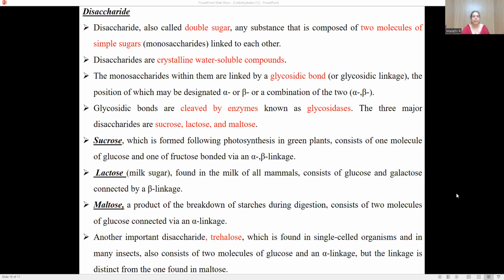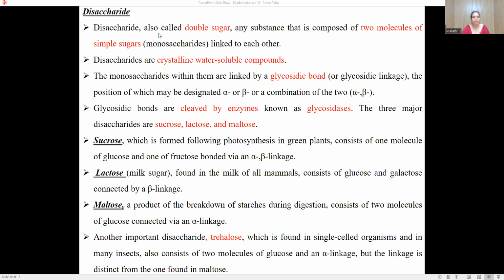Good morning, students. In continuation with the previous topic, we will start with disaccharides. In the previous class, we started with monosaccharides, their properties, optical activity, everything we have studied. So we'll start now with disaccharides.